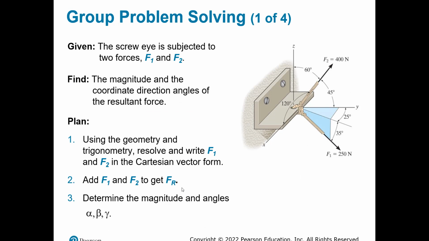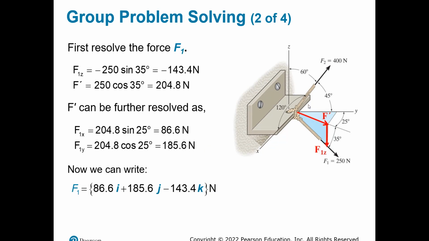So given the screw eye, well, I'm not going to repeat that, you already saw it, so let's just work it out. At first we have F1, and F1 needs to be resolved into F prime and F1z, which is this one right here, and then F prime. If we do the calculations, because we have the value 250 and the angle which is 35, we get the two components.